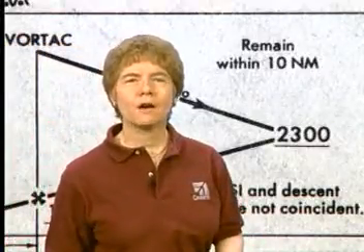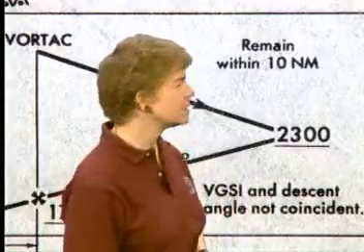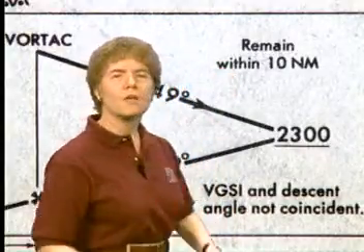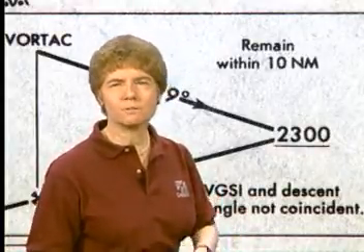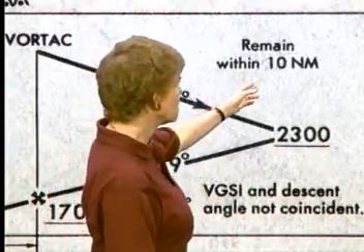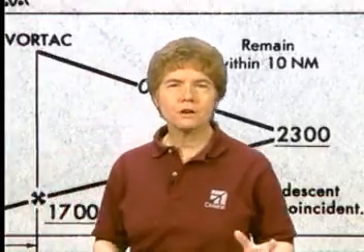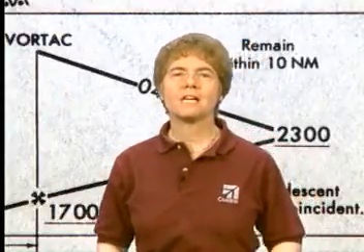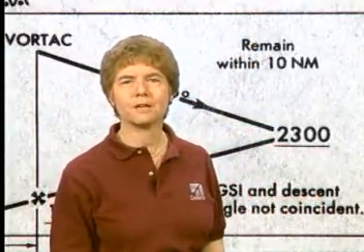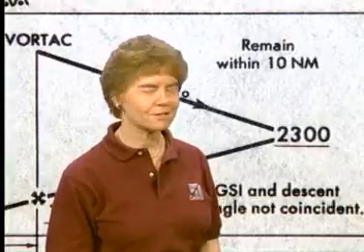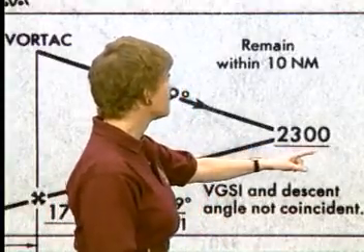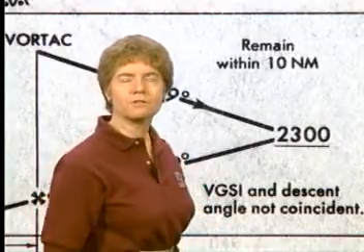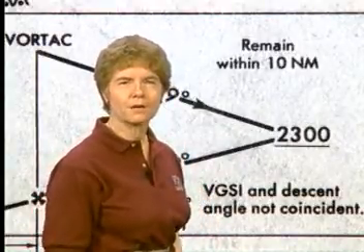Now, anytime you have a course reversal, you'll usually see a note like this one that says remain within 10 nautical miles. The note means that you must complete your procedure turn within 10 nautical miles of the fix you started it from, in this case the Terre Haute VORTAC, in order to remain safely within the protected airspace that's reserved for course reversals. The number 2300 with a line below it that you see here represents the minimum altitude for the procedure turn, 2,300 feet.